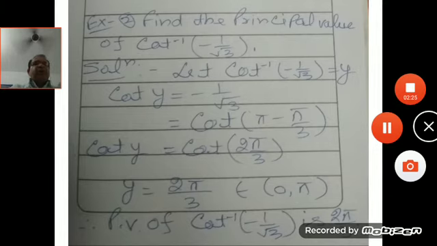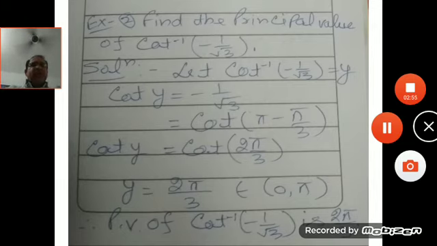For the first three, the method is that we ignore the minus sign and directly put the value of that angle. After that, we take that minus sign inside. Now in the second method, which we will see in this question, cot inverse minus 1 upon square root 3.